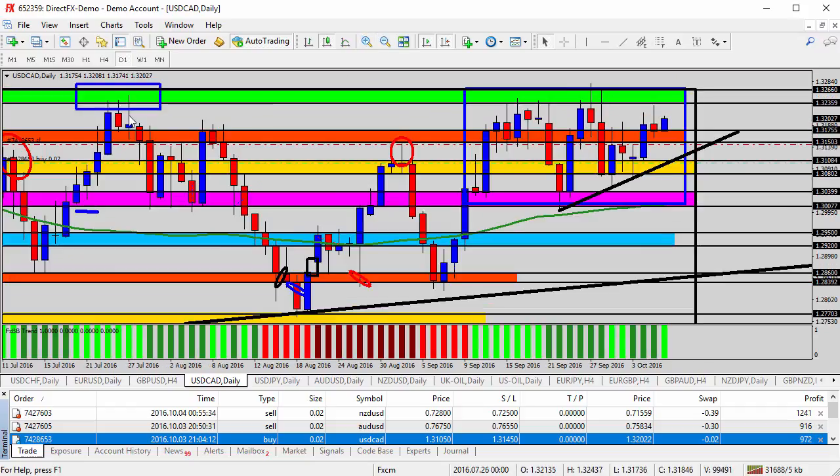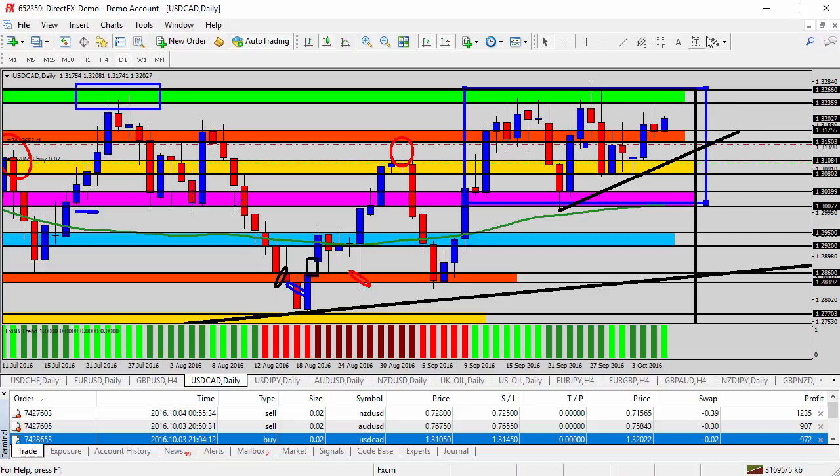You can see the resistance on the left hand side of the chart, little blue box over here top left. You can see the resistance here over the past several weeks. We've seen resistance here, so we know resistance is coming at the top of this blue box into the green shaded area on the right hand side.